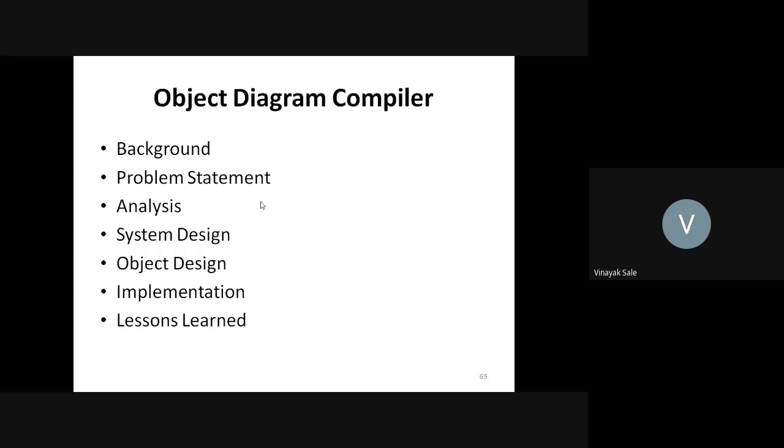Similarly, the next point may be object animation. In the same way, background of animation, problem statement regarding animation, analysis regarding animation, then system design, object design, and implementation regarding animation, and in animation which points you have studied, that is, the lessons learned regarding the animations. We'll see in the next lectures.